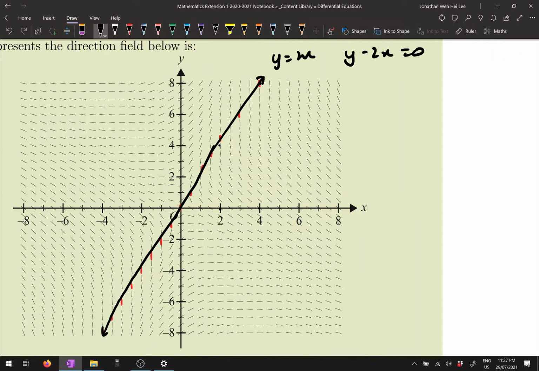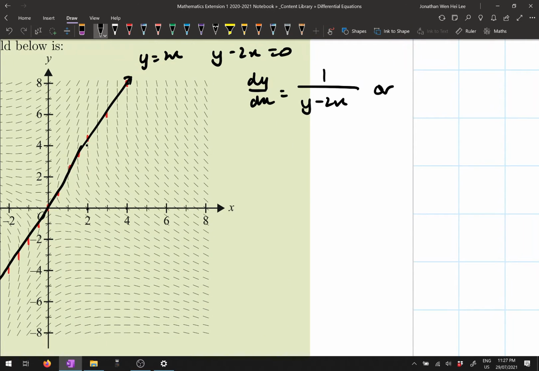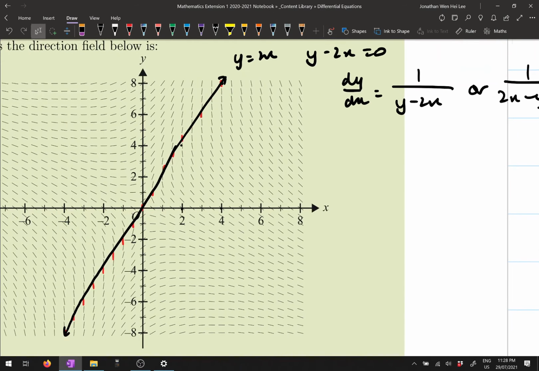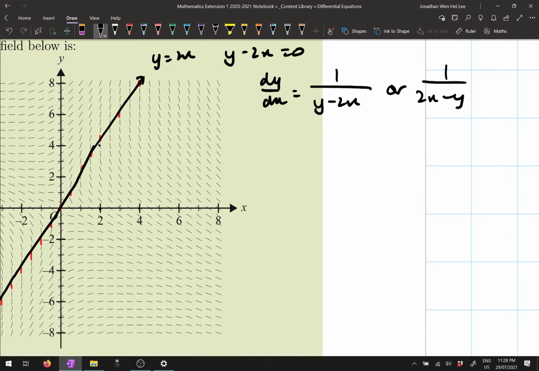And so what this actually means is I've got a differential equation that involves some sort of 1 over y minus 2x, or I can also have the flipped version, 1 over 2x minus y. Because we've got a whole bunch of vertical linear relationships that are equal to vertical gradients, that means it's on the bottom of my denominator. So this bottom part of my denominator makes up that.